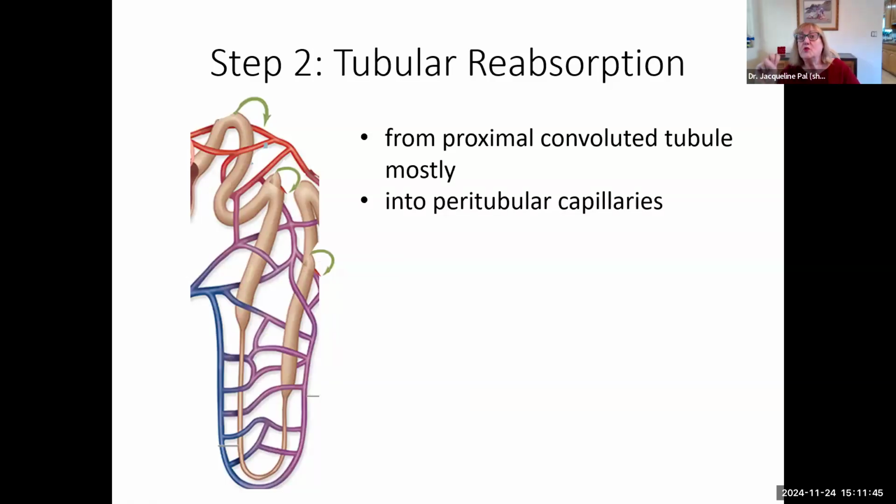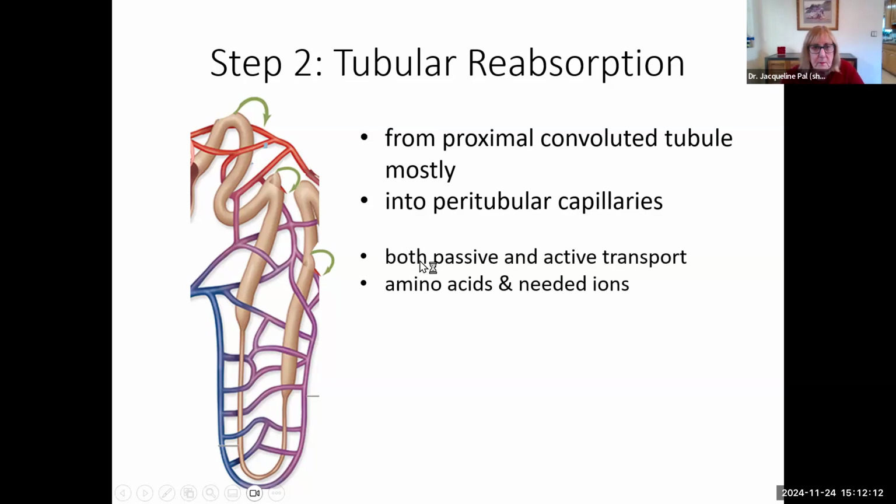Second step, tubular reabsorption. So what does this mean? Reabsorbing, meaning going back. So remember, the filtrate left the glomerular space and went into the proximal convoluted tubule. So most of our tubular reabsorption is going to be leaving from the proximal convoluted tubule and going into peritubular capillaries, right up there in the renal cortex.